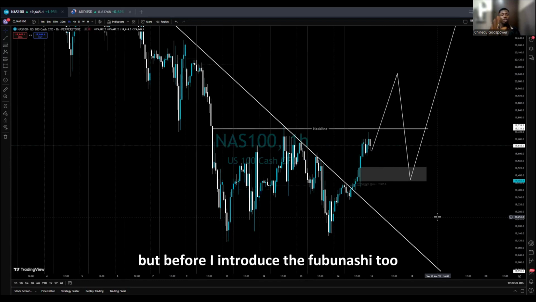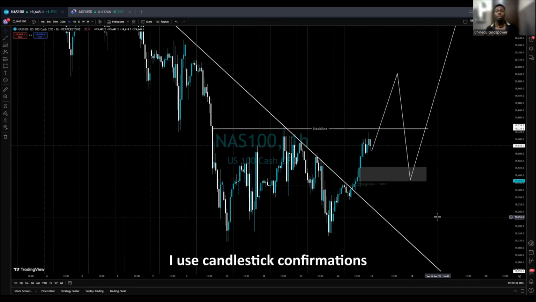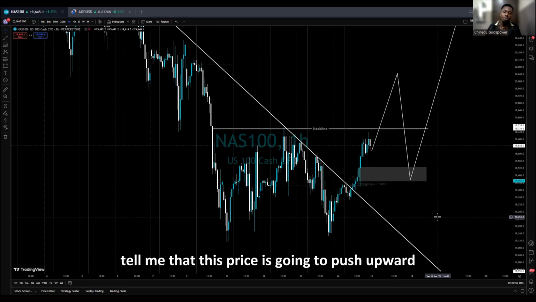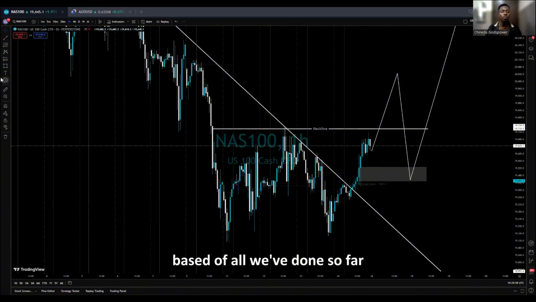But before I introduce the Fibonacci tool, how do I enter this market? I always want to see something like a confirmation. I use candlestick confirmations. I want to see a tweezer bottom. I want to see a three inside up. I want to see chart patterns, inverted chart patterns like the inverted head and shoulders. I want to see W patterns. I want to see flag patterns on the smallest time frames, like the 5 minutes or the 15 minutes. They tell me that this price is going to push upward and we are in the right direction, because we are going long based on all we've done so far.